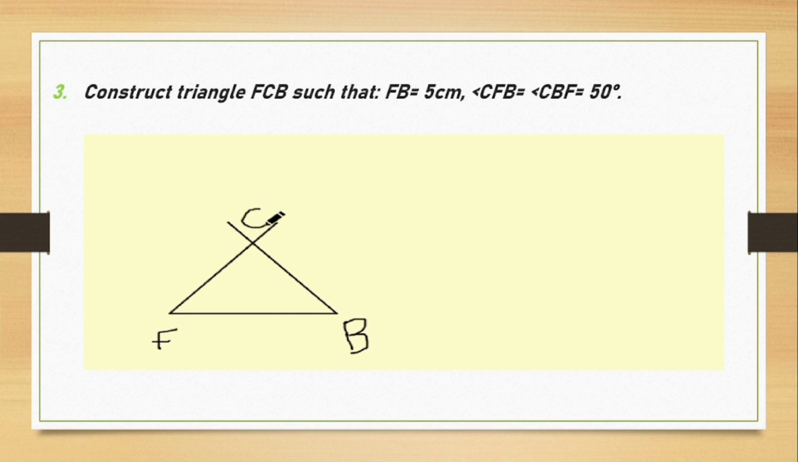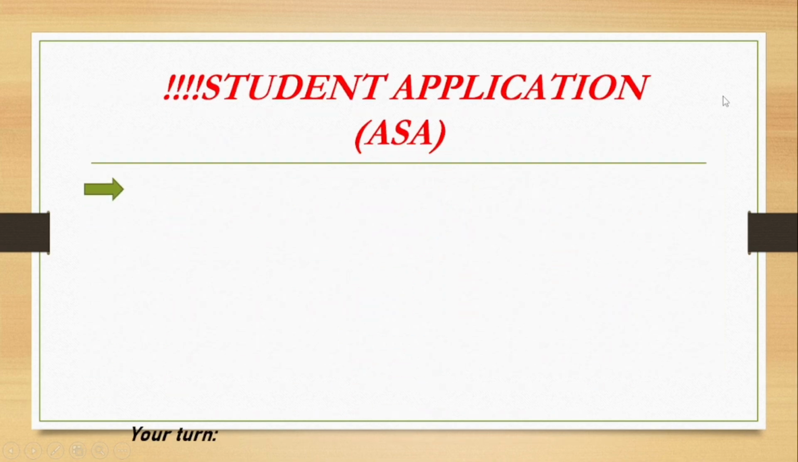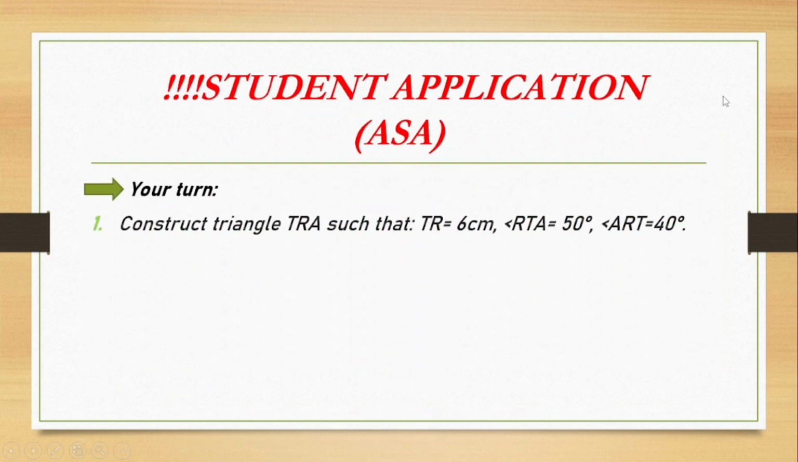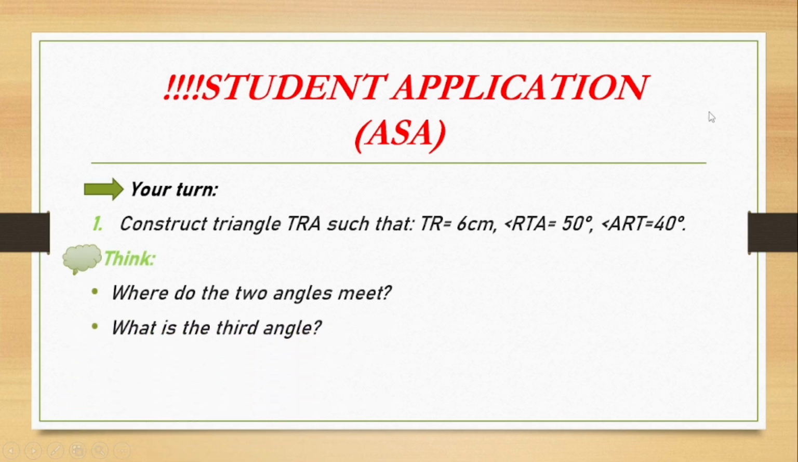Yes. And finally we are done. Now it's your turn to solve part 1. Construct triangle TRA such that TR equals 6 cm, RTA equal 50 and angle ART equal 40. Okay?